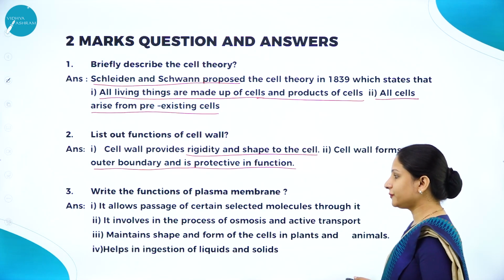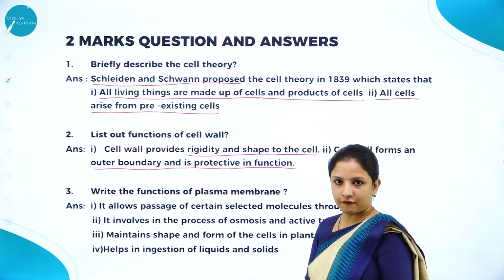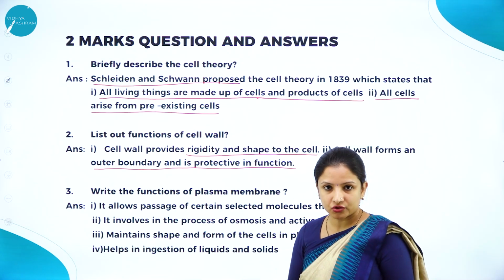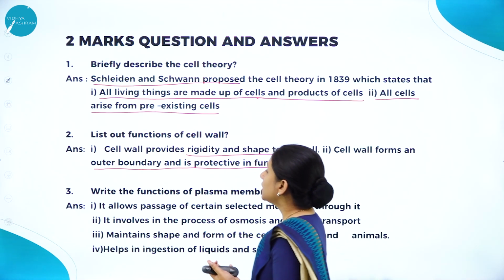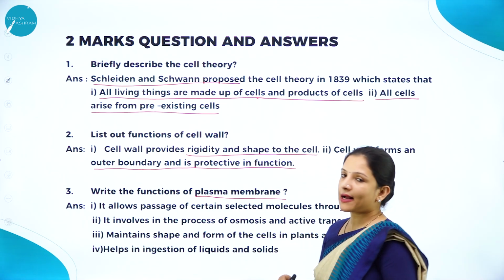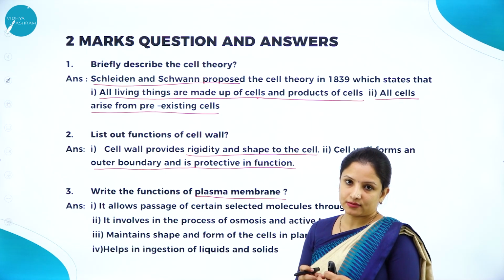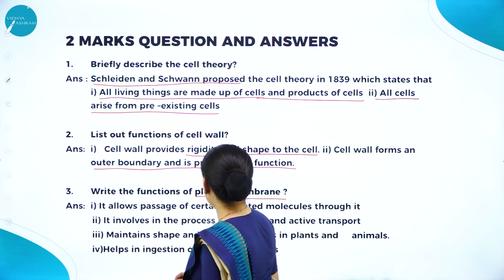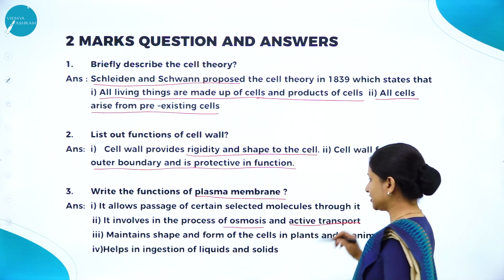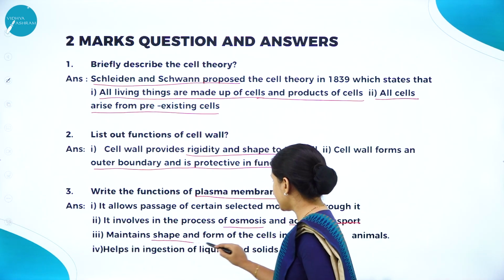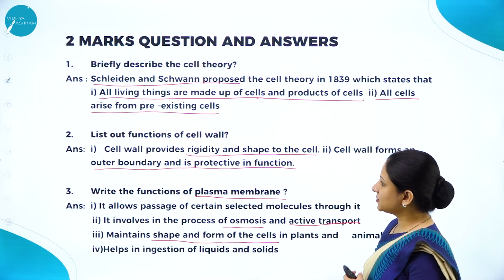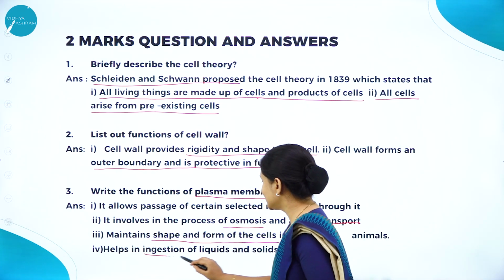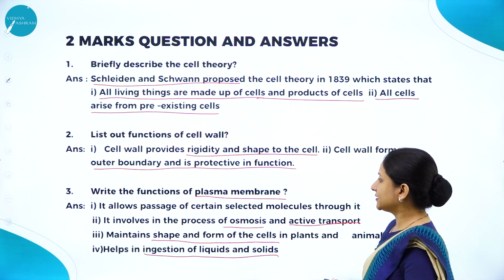Next question, write the functions of plasma membrane. You can write 4 or 2 depending on the question. Sometimes, to avoid confusion, they will ask to write any 2 functions or any 4 functions. Functions of plasma membrane: it allows passage of only certain selected materials, which is why plasma membranes are selectively permeable in nature. It involves the process of osmosis and active transport. It helps in maintaining the shape and form of the cells in both plants and animals, because plasma membrane is present in both. And it also helps in ingestion of liquids and solids. So these are the functions of the plasma membrane.